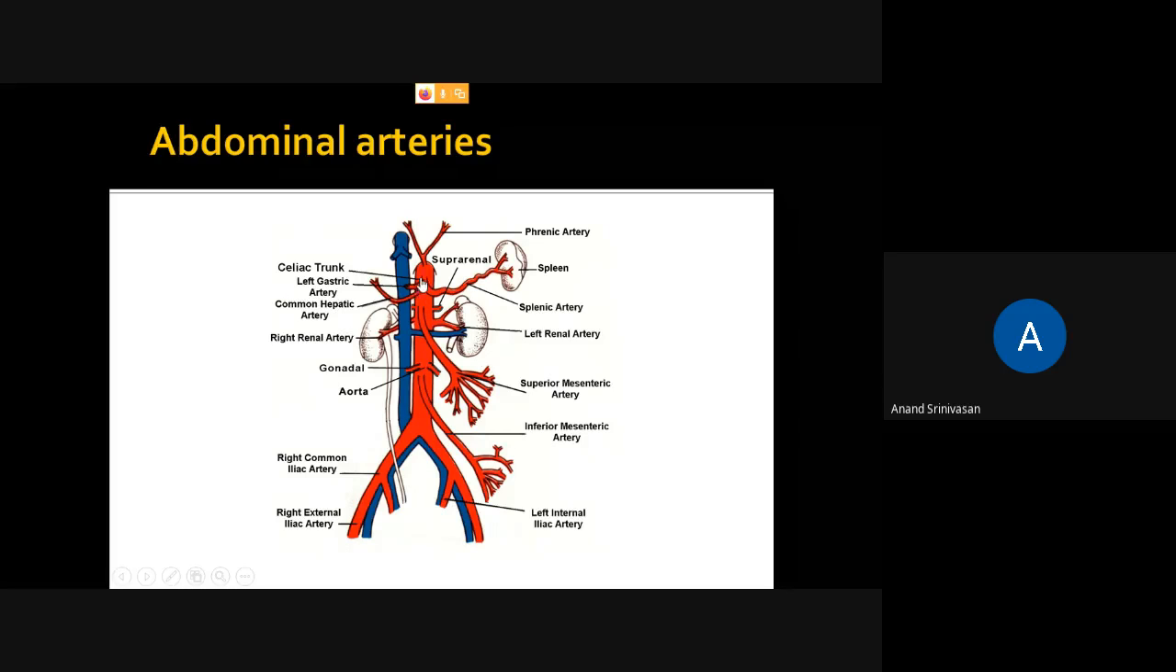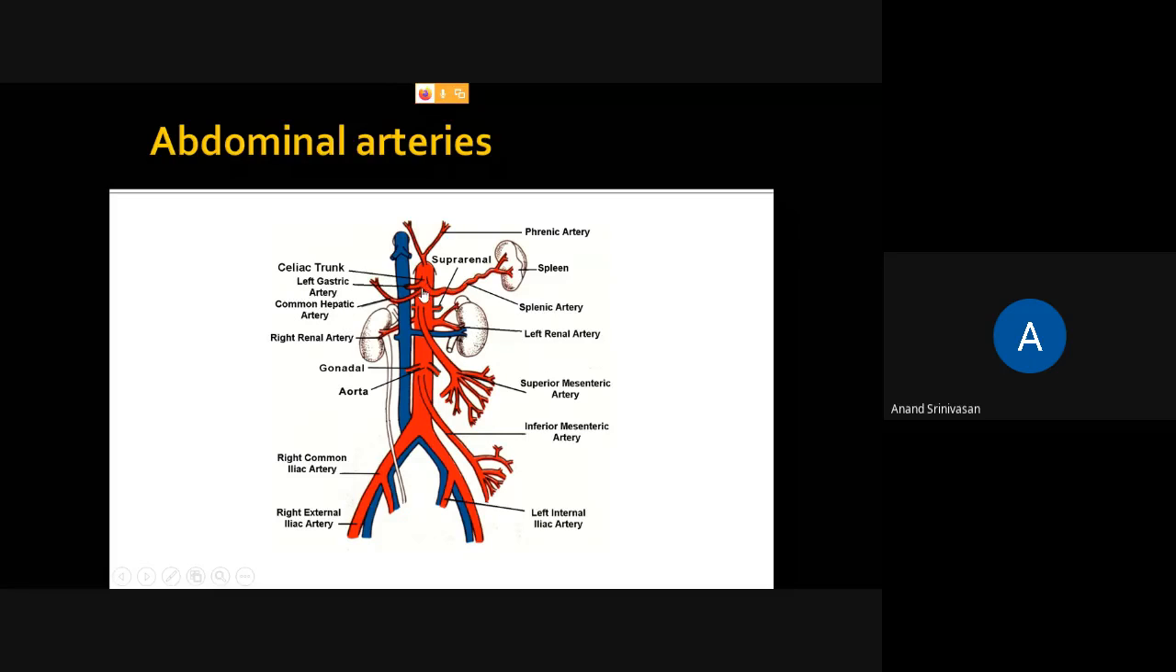Listen, see here, there are paired arteries and unpaired arteries. Paired arteries means they are in two. Unpaired means they are only single. Now, from the anterior aspect of the abdominal aorta, there arises a branch, the celiac trunk, also called the celiac artery.